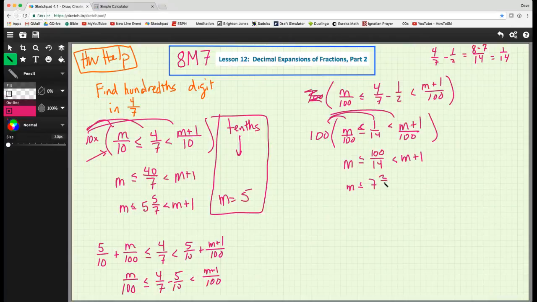and 2/14. Well, let's see. 14 into 100, right? That's 7, 7 times 14 is 98, 2 left over. So that's 2 left over 14. It's less than m plus 1. So our m here is equal to 7. So this is our hundredths.